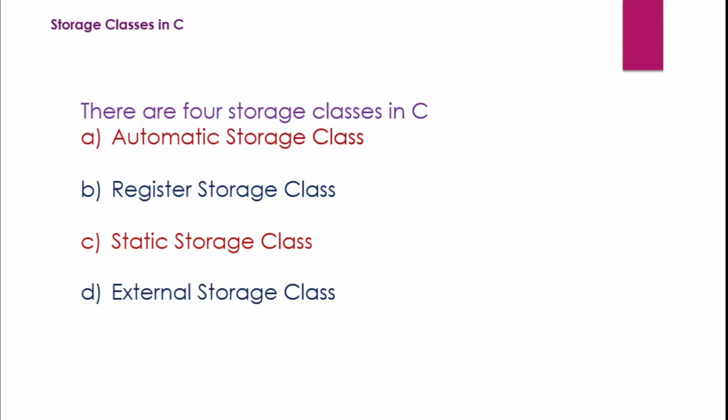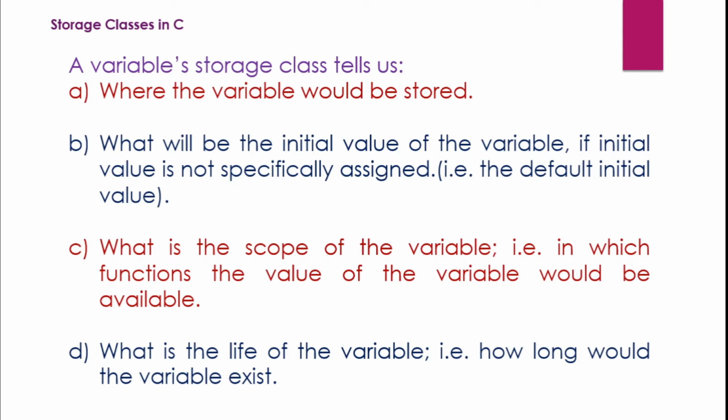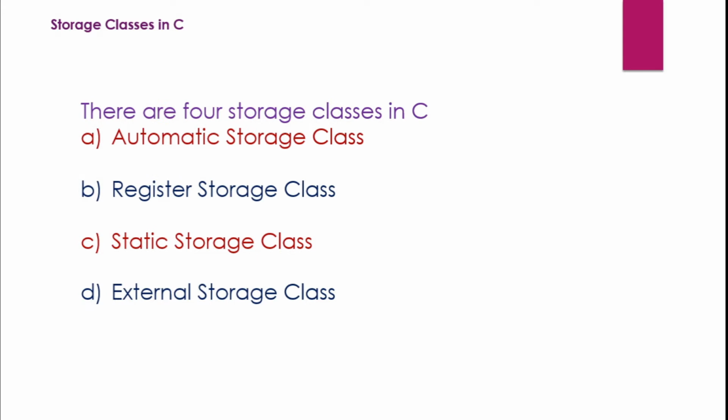Basically in the C language there are four storage classes. First is the automatic storage class, second the register storage class, third the static storage class, and the fourth the external storage class. All these classes answer these four questions: where the variable is stored, what is the initial value, what is the scope, and what is the life.